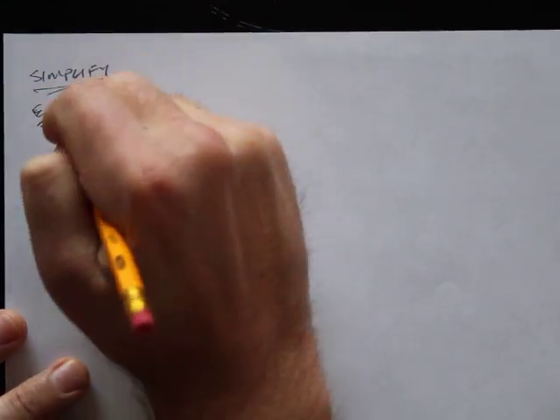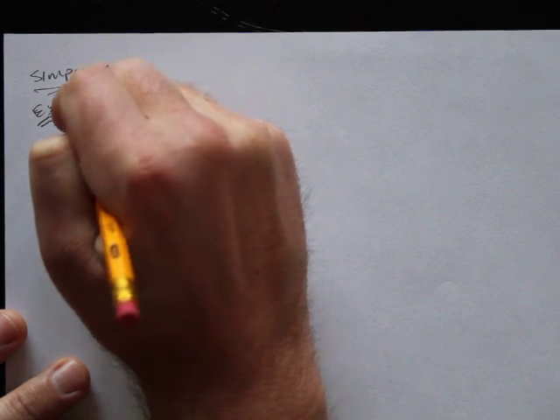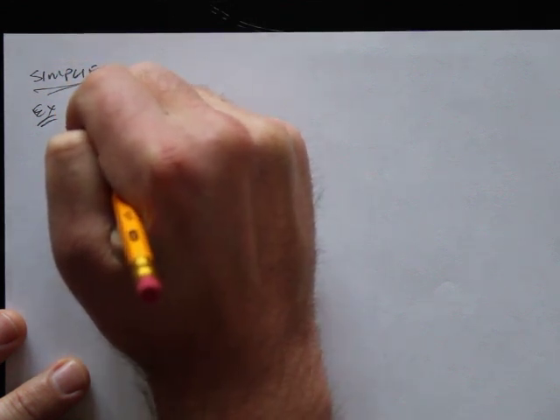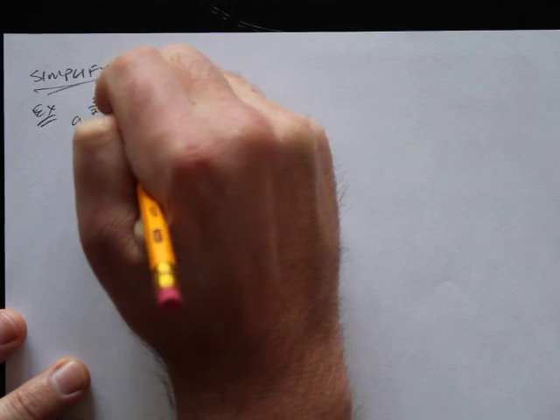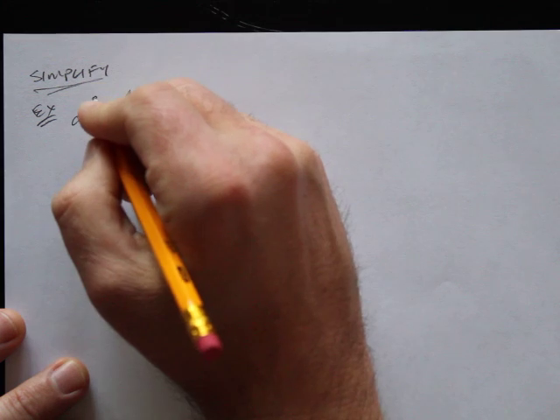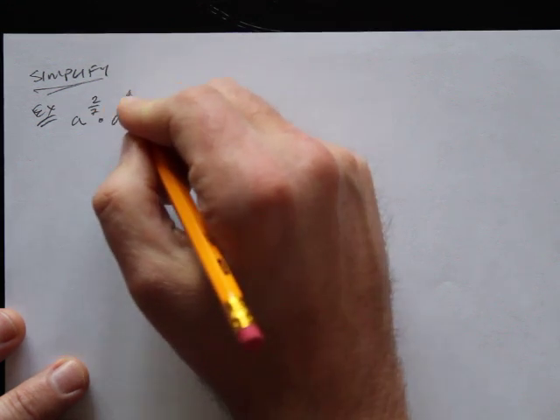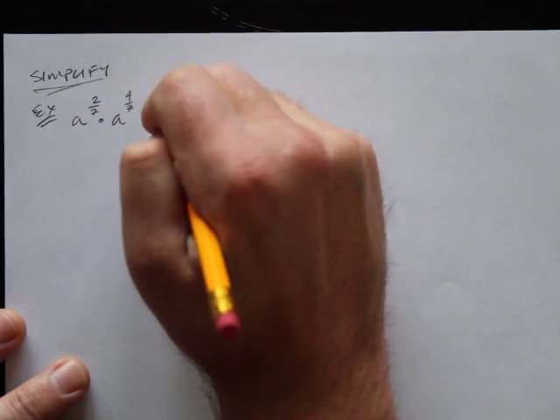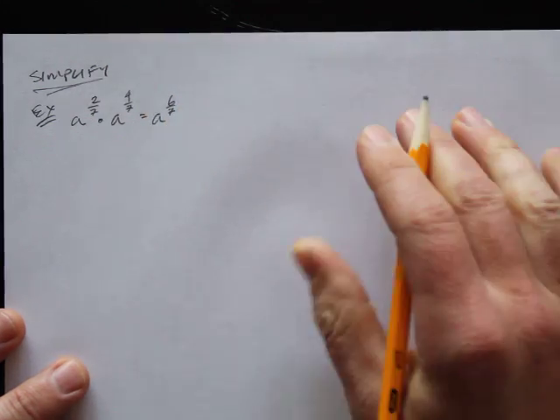All right, example. a to the 2/7 power times a to the 4/7 power equals... 2/7 plus 4/7 is 6/7, so a to the 6/7 power.